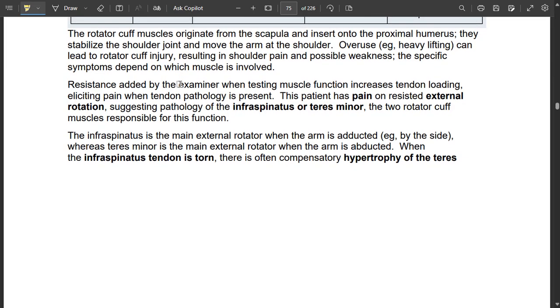Resistance added by the examiner when testing muscle function increases tendon loading and elicits pain. When tendon pathology is present, the patient has pain on resisted external rotation. So external rotation against resistance produces difficulty, which means infraspinatus or teres minor can be defective. Teres minor also helps in external rotation, while the major external rotation occurs by infraspinatus.